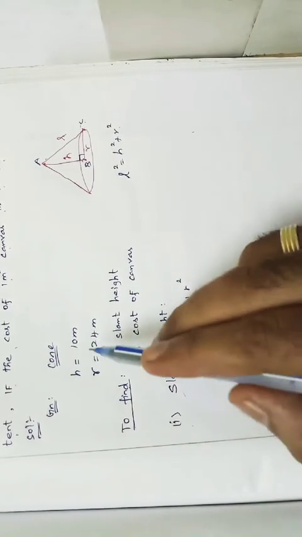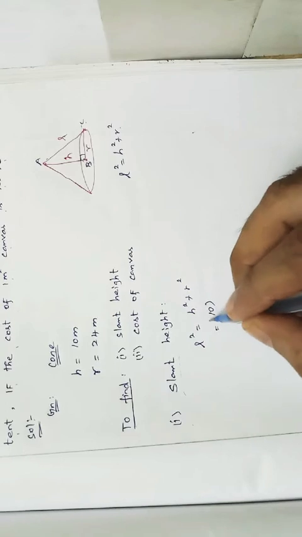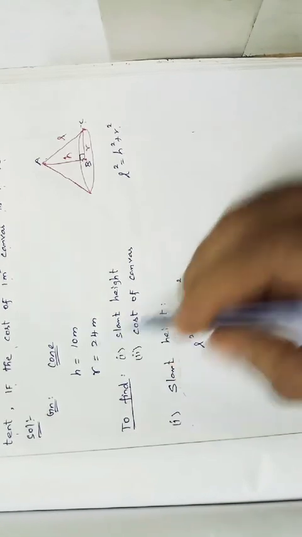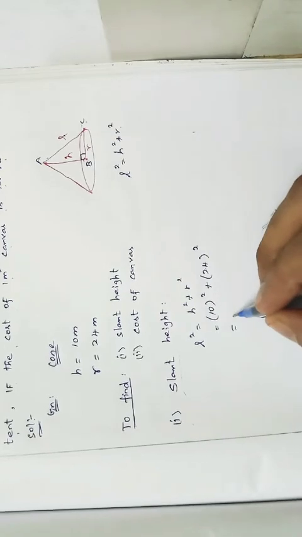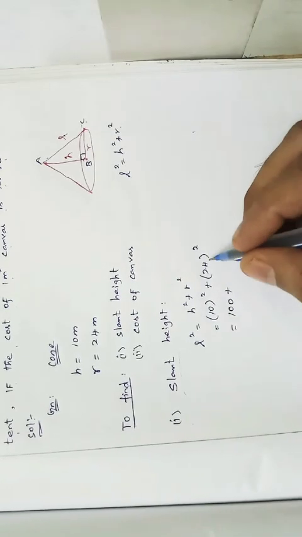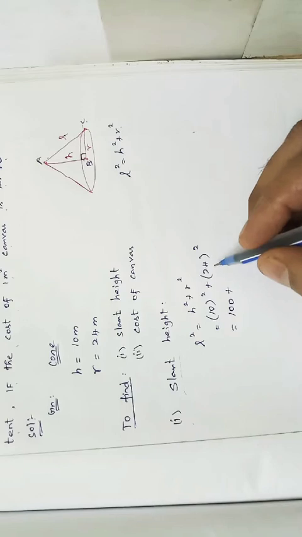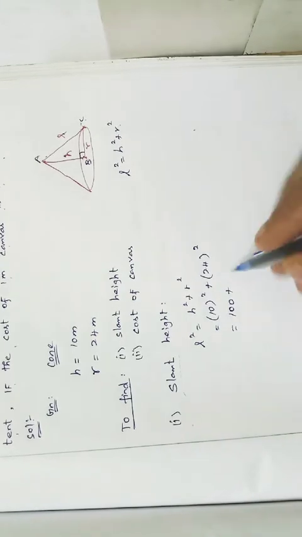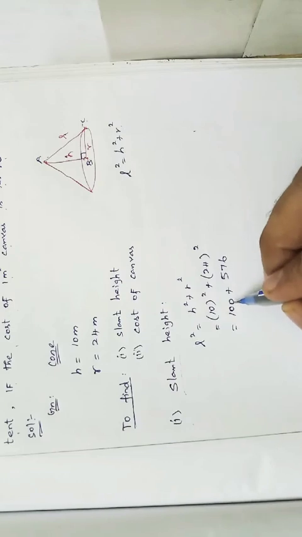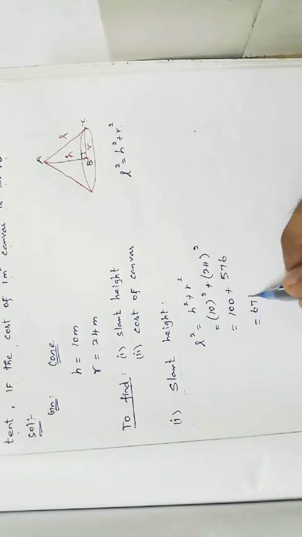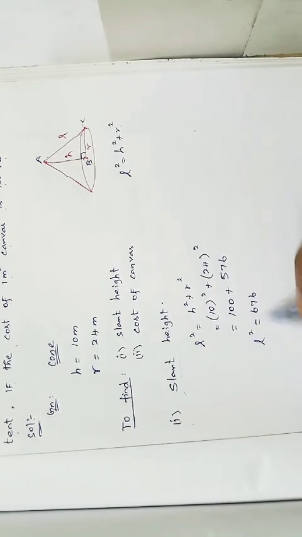How do we know the values of H and R? 10 square plus 24 square, right? 10 square is nothing but 10 into 10, 100, plus 24 into 24, 24 square, 24 into 24 is 576. So 576 plus 100 is equal to 676. So L square is equal to 676.